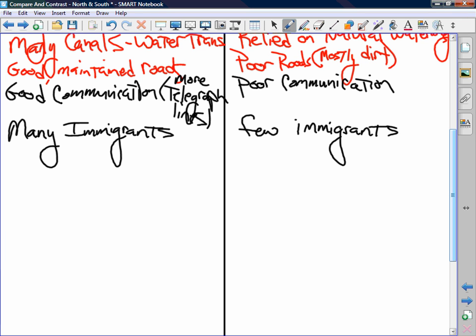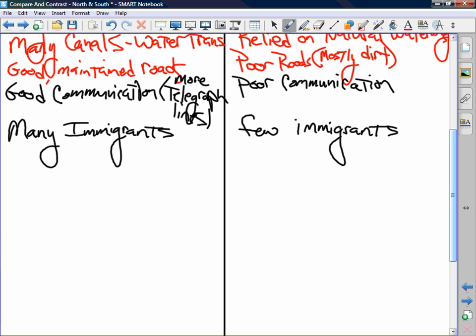What drew the immigrants to the north instead of the south? The factories, yes. You don't have a lot of immigrants saying, I'm going to move to the south and work on a plantation. One, the South didn't want them. They had their slaves.